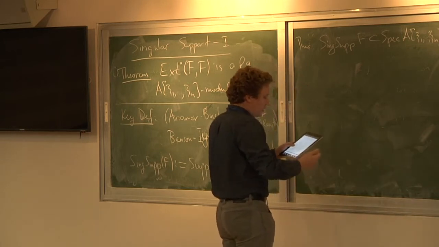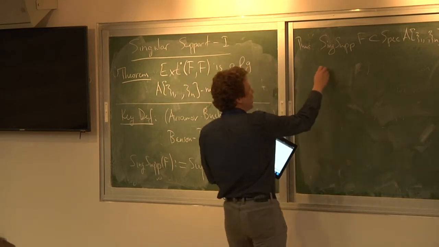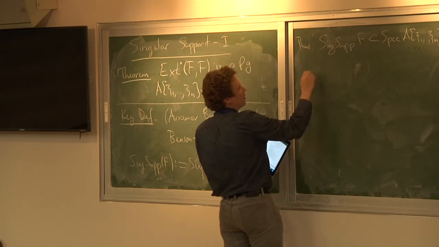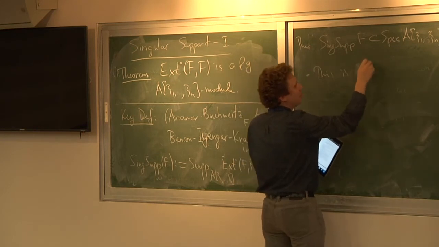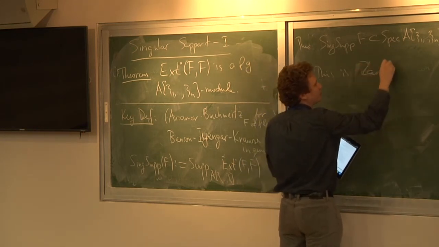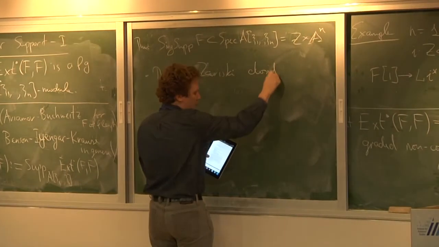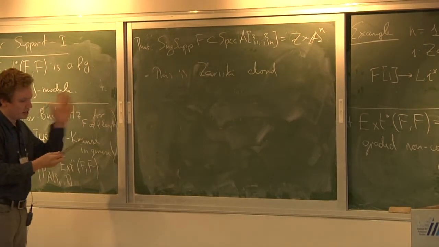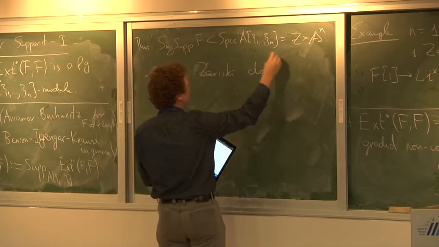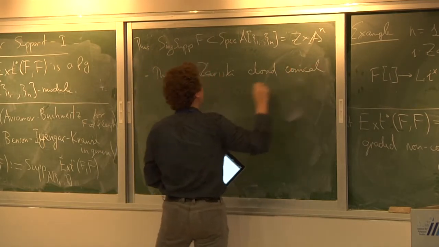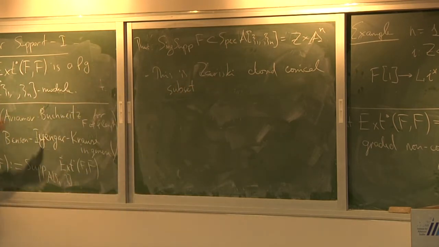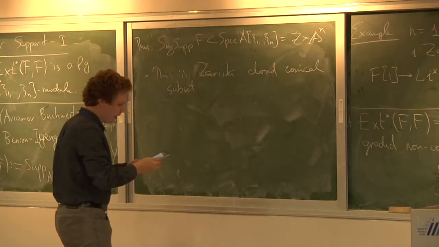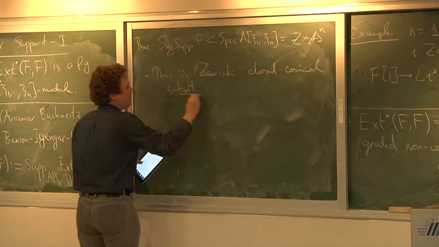All right, and so by construction, this is closed, this is a Zariski closed subset. And also because everything was graded, in fact, it's a conical subset. And I'm only going to think about it as a subset. I'm not even going to try thinking about any kind of scheme structure. So maybe I'll underline set.